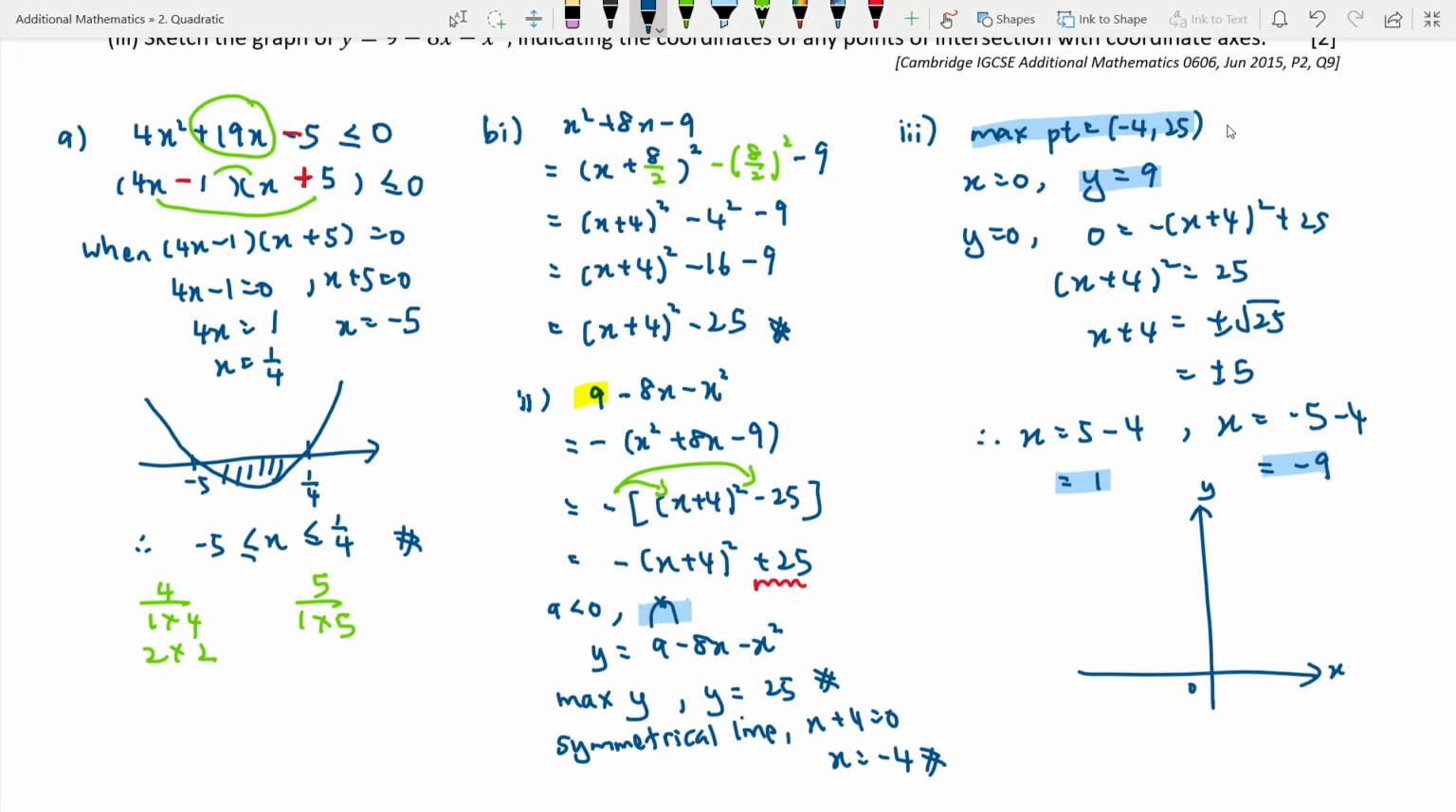Then we plot the maximum point, negative 4 and 25. Now we have an idea. The graph is a crying curve. The graph will look like this, or maybe this. We have one negative and one positive x value respectively. Hence, it should look like the second curve.